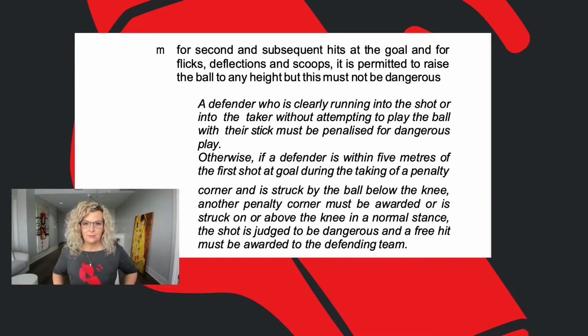Yeah, let me do this. So if a defender is within 5 meters of the first shot at goal during the taking of a penalty corner and is struck by the ball below the knee, another penalty corner is awarded, or if struck on or above the knee in normal stance, the shot is judged to be dangerous. So the key couple words that I focused on there was struck on the knee or above. That the player must be struck.